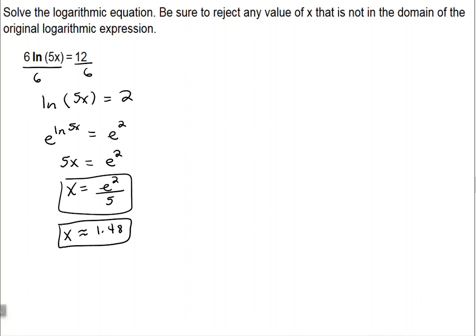So the exact solution is x equals e to the second power divided by 5, and the approximated value is about 1.48. Now let's make sure that value is in our domain. We have the natural log of 5x, therefore my domain says that 5 times x must be greater than 0. If I divide both sides by 5, that just says that x must be greater than 0, which my solution is, so the solution is valid.